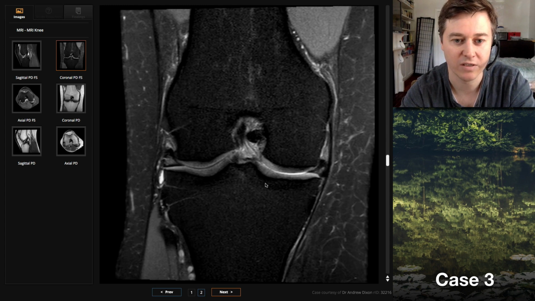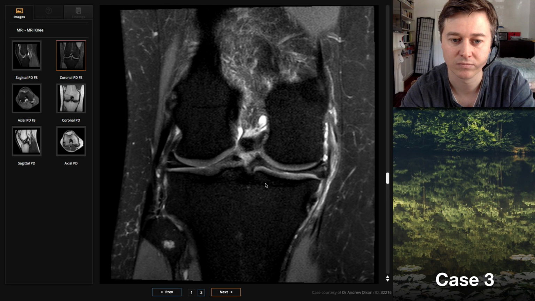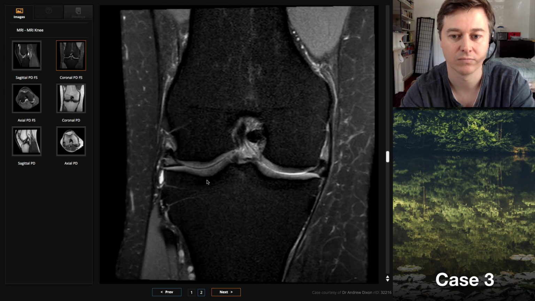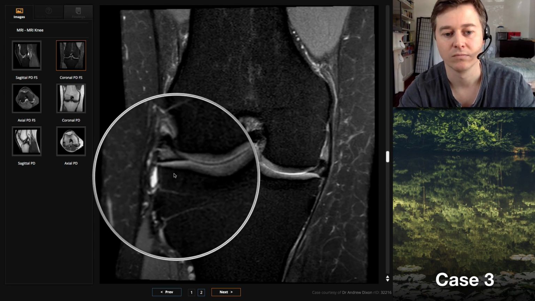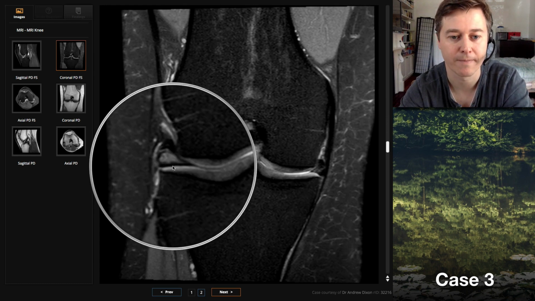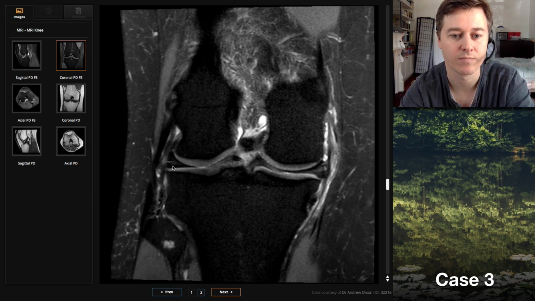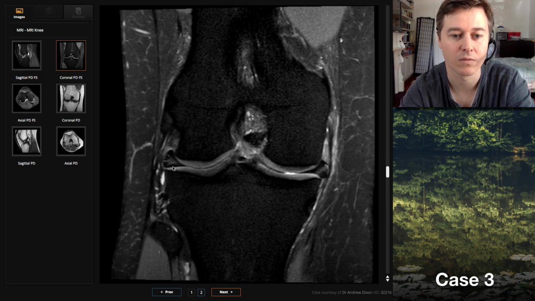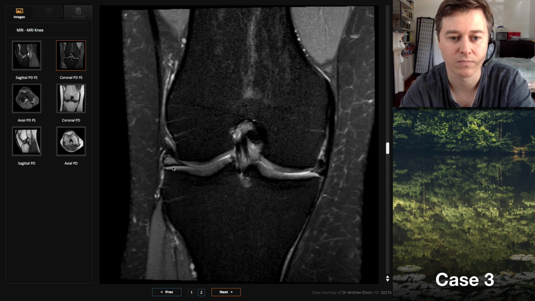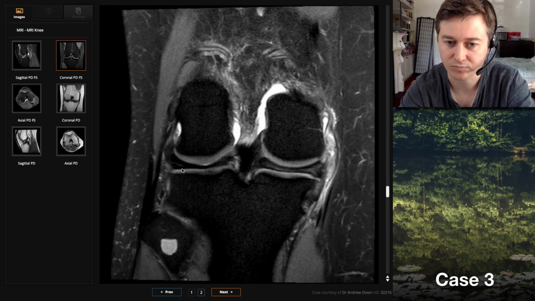Anything else on this study that you would comment on? So then there's quite a lot of high signal in the opposite, the lateral meniscus as well. Yep. But there's no disruption of the articular surface. So I think this is most likely a chronic intrasubstance degenerative change. Yep, I agree. There's no signal going to an articular surface, so we can't call that as a tear.